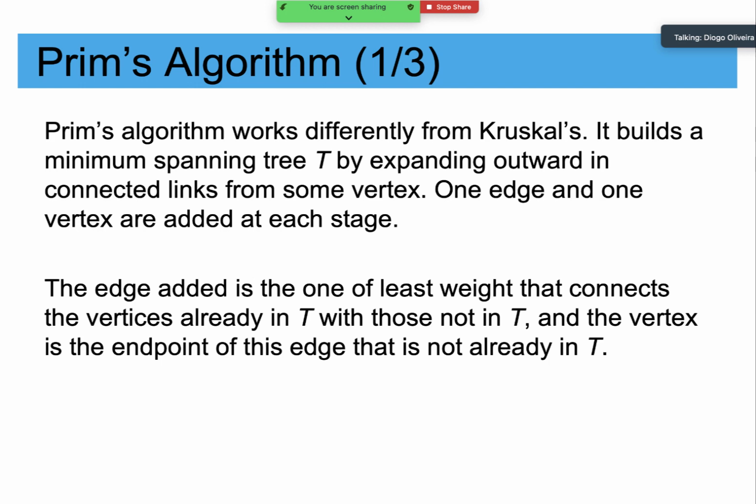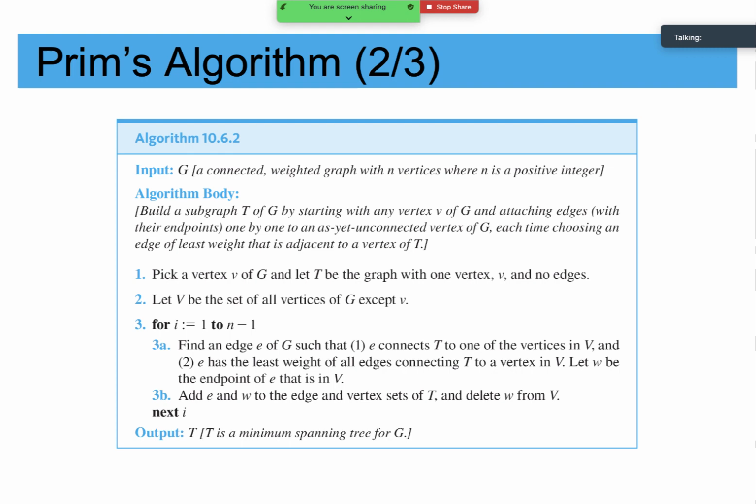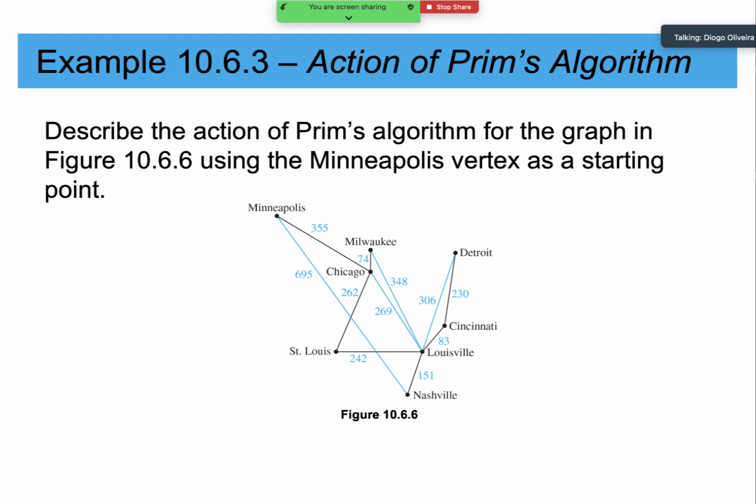So, again, let's just pick that same example. Describe the action of Prim's algorithm for the graph in this figure here, right? Same figure, using the Minneapolis vertex as a starting point. So we're going to start from here, from Minneapolis, and then we're going to use that other approach that I mentioned early on. Okay.